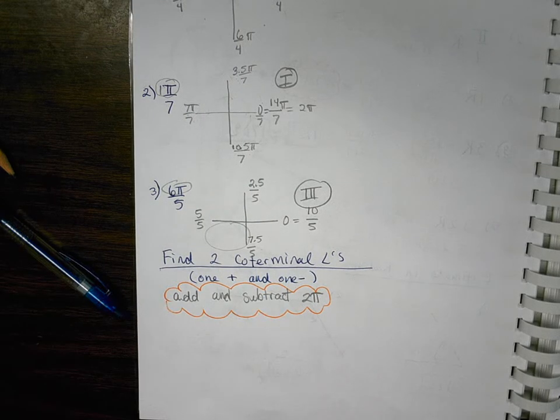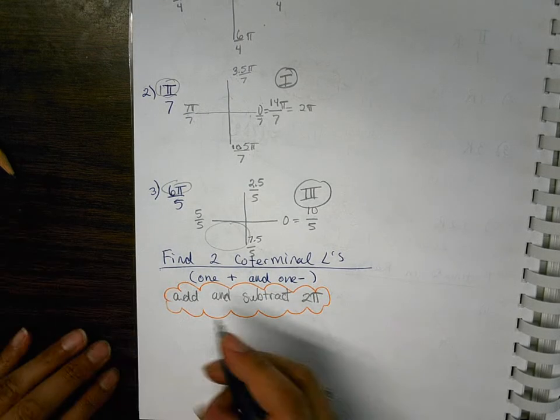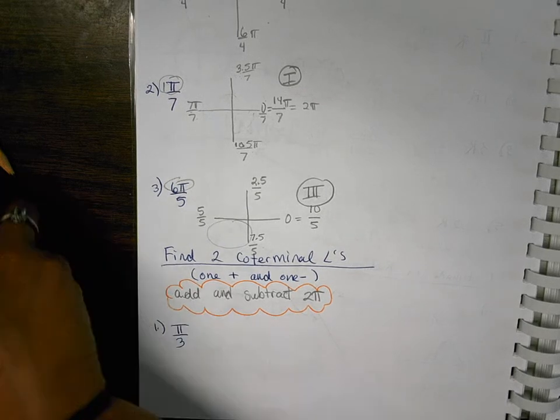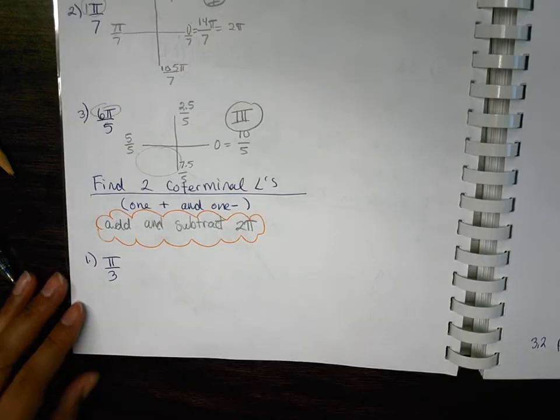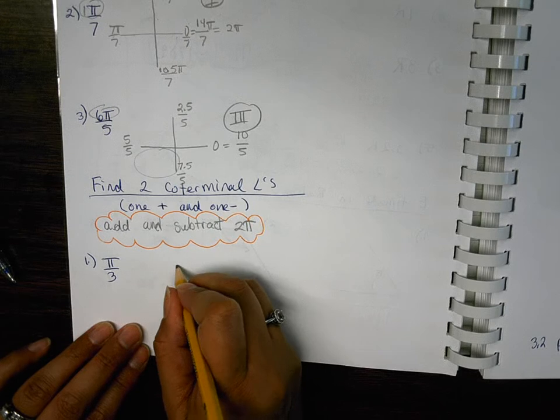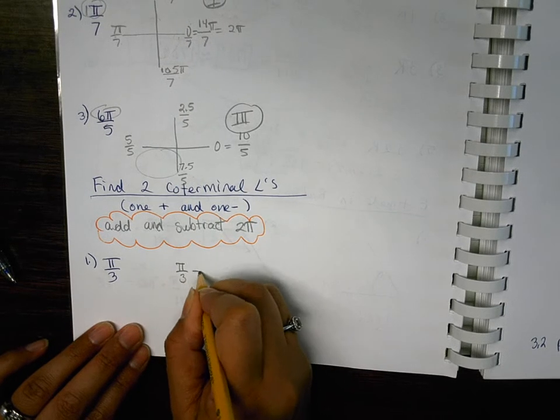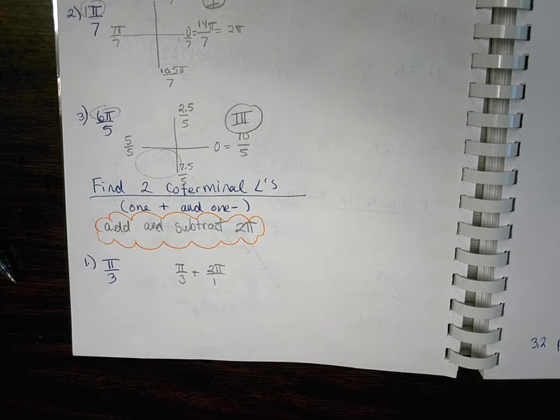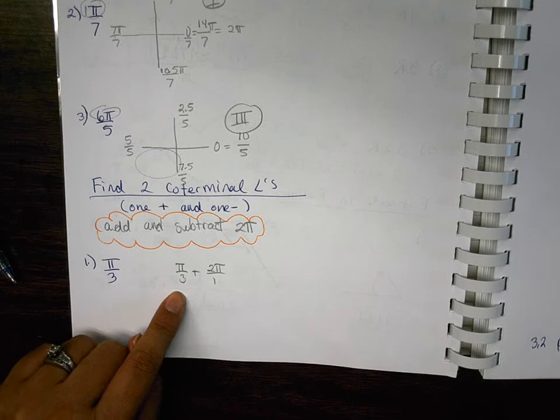All right, number 1, pi over 3. We're going to do pi over 3 plus 2 pi, and I'm going to put that over 1. Why is it a little more complicated tonight than it was on block day? Because you have to find common denominators. On block day, it was just adding 360, which you could probably do in your head. This one, you have to find a common denominator. What is my common denominator here?